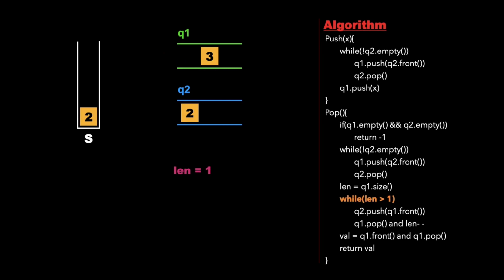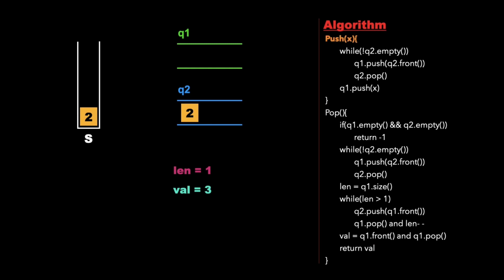Then we check whether length is greater than 1, which is false. So we exit the while loop and we assign a variable called val as Q1 of front. So the value of val will be 3 and then we pop out that particular element from Q1 and we return the variable val.